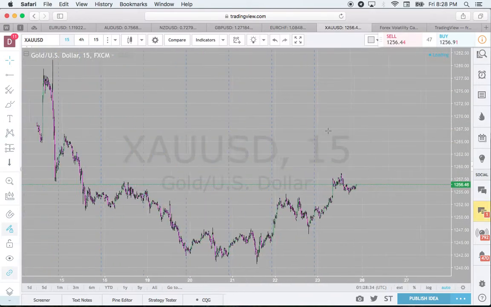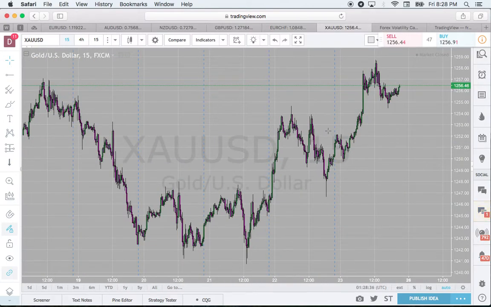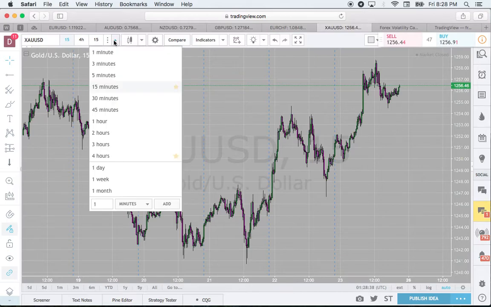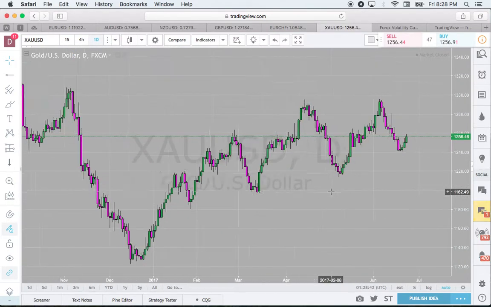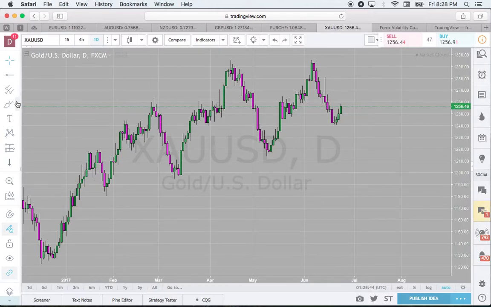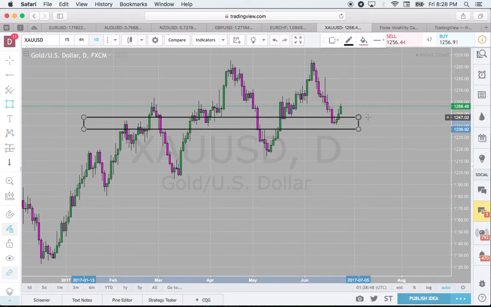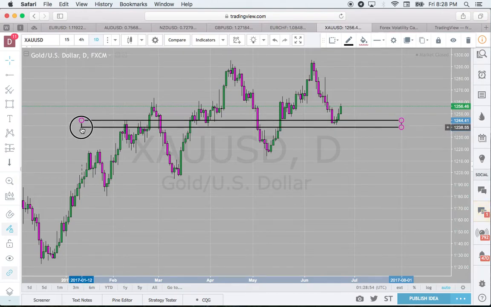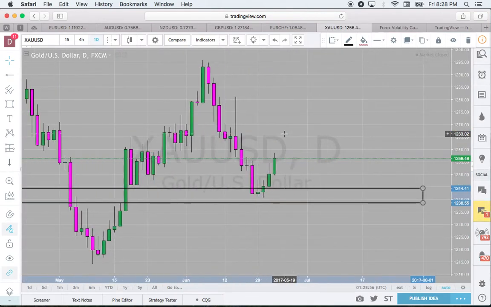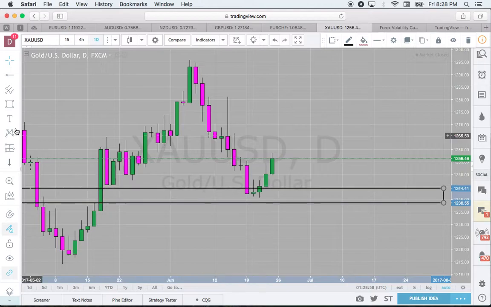So gold, I did not call this move, but it was the same scenario. You can see on the daily chart, it was in that liquidity zone. You can see that star formation in that zone. We talk about that star formation quite a bit.